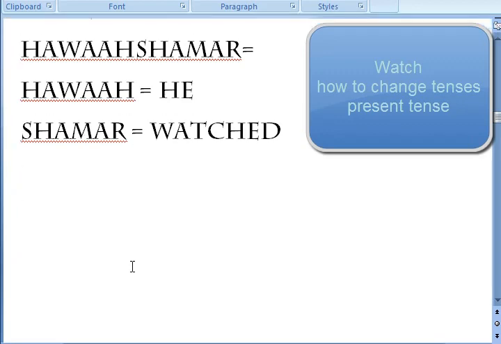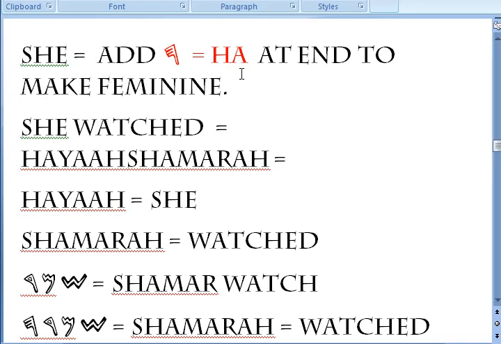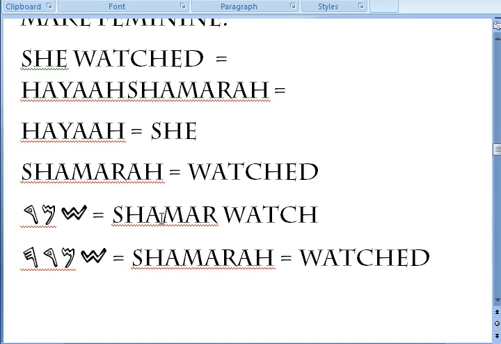Okay. All right. The next one is she. You add a ha at the end of the word to make it feminine. She watched, Haya'a Shamara. Haya'a is she. Shamara with a ha at the end is watched. All right. Shamar is to watch. Shamara is watched. But this is the feminine way of doing it.